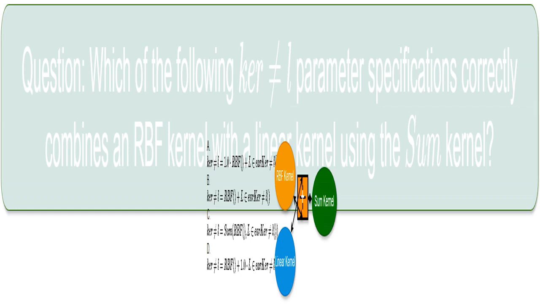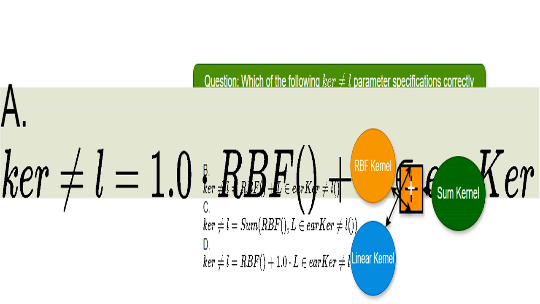I want to find the correct code to sum an RBF kernel, radial basis function, a common kernel type, and a linear kernel. The SUM kernel is just like it sounds. It adds the outputs of the individual kernels. This code works. I'm scaling the RBF kernel by 1.0, which doesn't change its value, and then adding the linear kernel to it. The plus sign performs the addition.